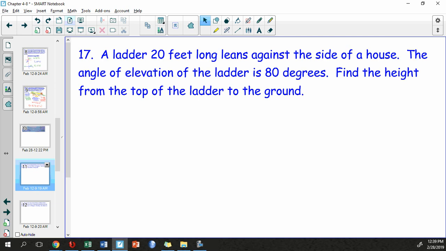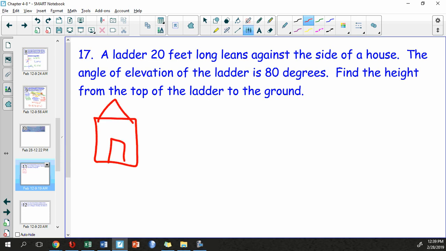A ladder 20 feet long leans against the side of the house. I can't draw, but it doesn't matter that I can't draw. Here's my house, and here's my ladder leaning. It's leaning against the house, so here's my triangle, right? How long is my ladder? I mean, it looks like a really small house. It's 20 feet, but that's okay.